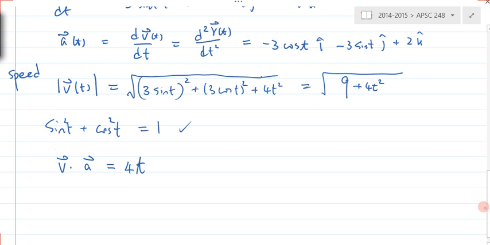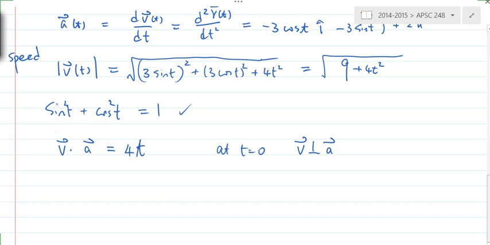Okay, so back to here. The dot product of these two is 4t. It doesn't seem to be very significant, but what happens is at t equal to 0, this term is 0. So at t equal to 0 it is 0. That means these two vectors actually are perpendicular to each other. Okay, so that's derivative.